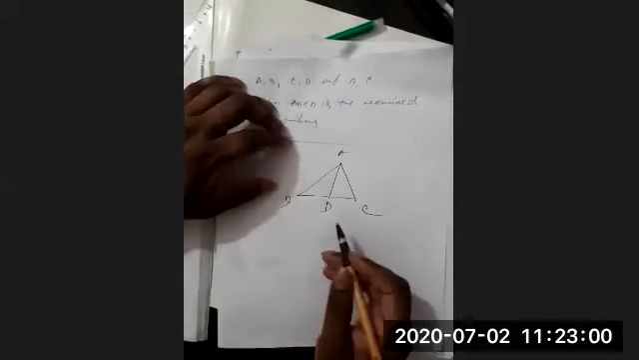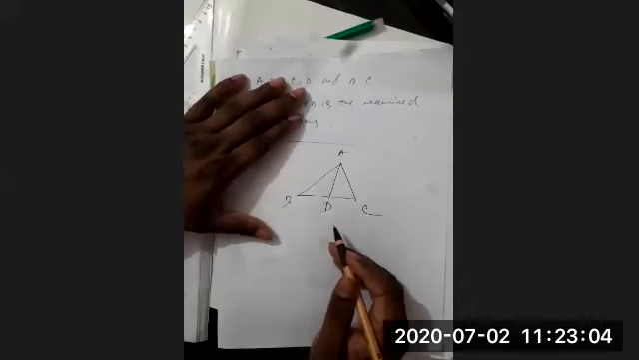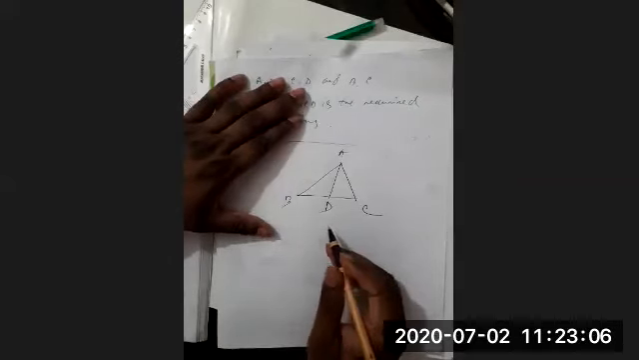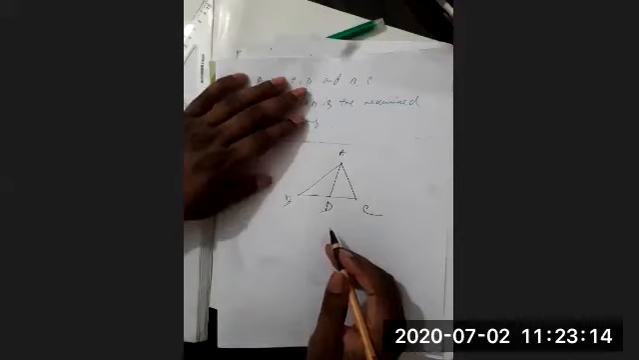Answer me. What is the proof requirements? Sir, the proof requirement is, sir, it is required to prove that AD bisects angle BAC. That means, sir, angle BAD equals angle CAD. Thank you. Well done.